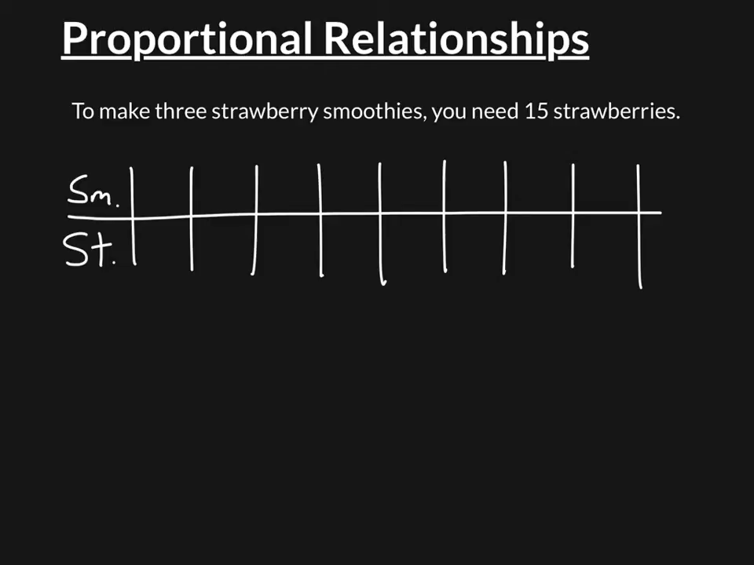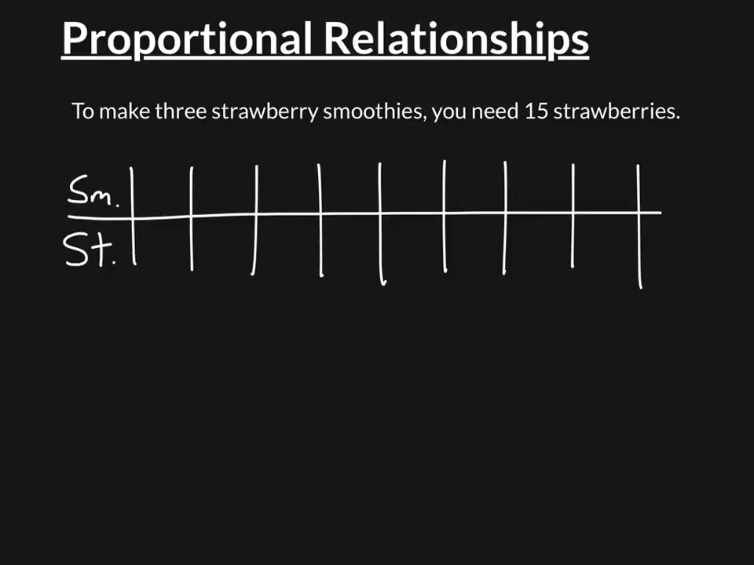Hey everybody. In class today we worked on identifying proportional relationships. Tonight we're going to work on using proportional relationships to solve real-life problems. To get started, let's take a look at this simple situation here. To make 3 strawberry smoothies, you need 15 strawberries.